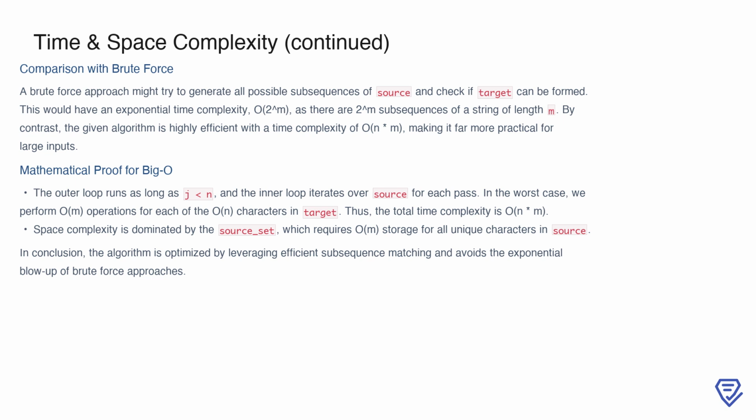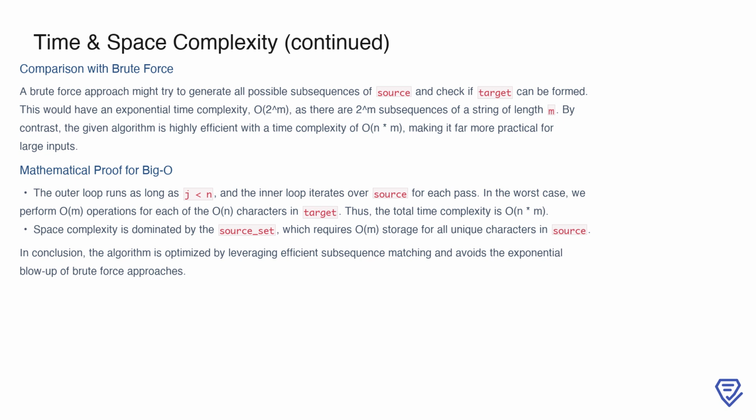resulting in a time complexity of O(n*m). Mathematically, the outer loop runs n times, and for each iteration, the inner loop performs up to m operations, leading to O(n*m), as explained earlier. The space complexity remains O(m), dominated by the source_set. In summary, this algorithm is highly optimized and avoids the inefficiency of brute force by focusing directly on matching subsequences in a systematic way.